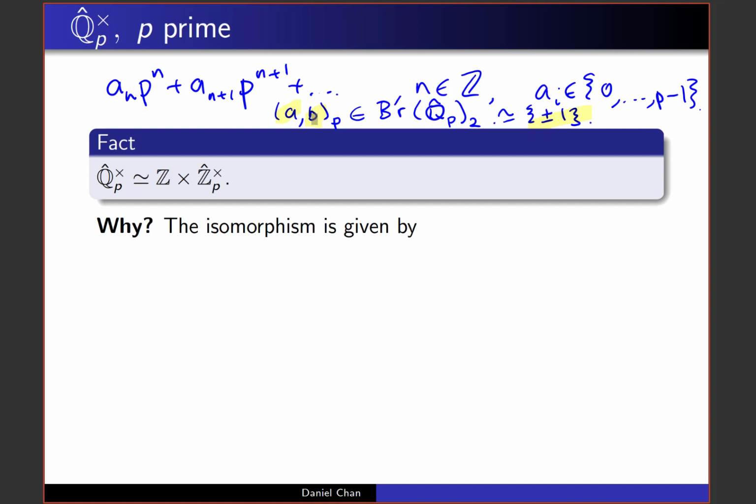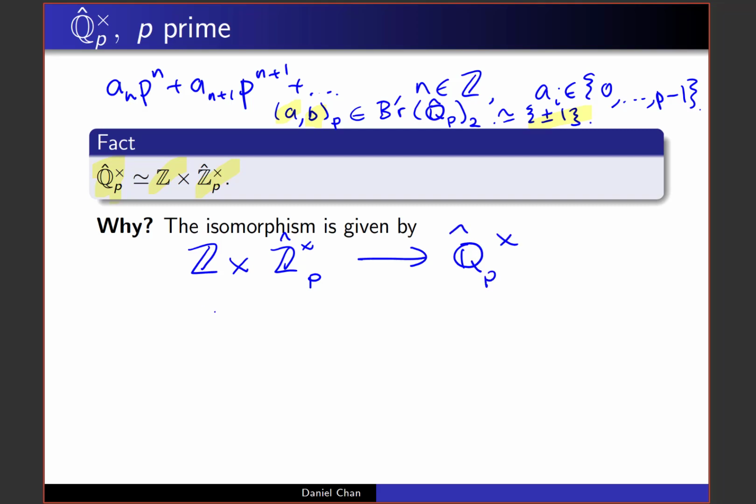And the inputs a and b are in the multiplicative group. So we have to understand the multiplicative group of this Q hat P very well. And the first fact which we'll use is that this is easy to understand. It's just Z cross Z hat P cross. Okay, so let's see how this isomorphism works. I'll go from the right-hand side, Z cross Z hat P cross, to Q hat P cross.